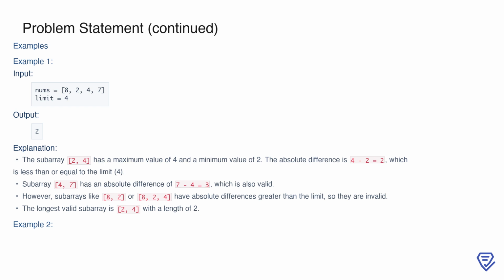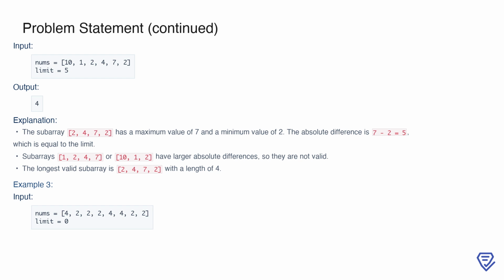In the first example, the input array is 8, 2, 4, 7, and the limit is 4. Here, the subarray 2, 4 has a maximum value of 4 and a minimum value of 2. The absolute difference between them is 2, which is less than or equal to the limit. Another valid subarray is 4, 7, where the absolute difference is 3, which is also within the limit. However, subarrays such as 8, 2, or 8, 2, 4 have differences greater than the limit, making them invalid. Out of all the valid subarrays, the longest is 2, 4, with a length of 2. Hence, the output for this example is 2.